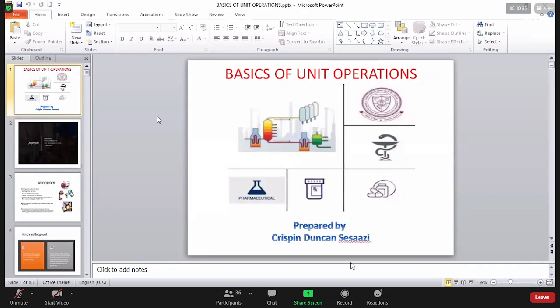The last part of the lecture is going to be unit operations. I don't know whether all of you are now able to view the screen. I've shared the screen. Are you able to see it? Yes. Okay.